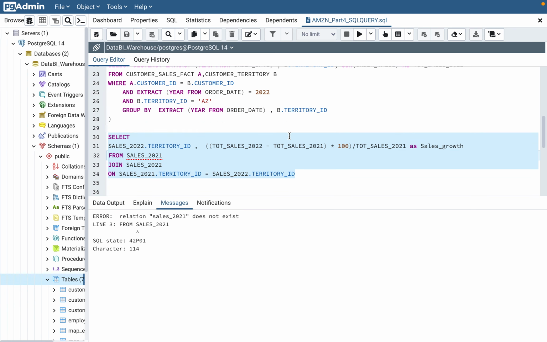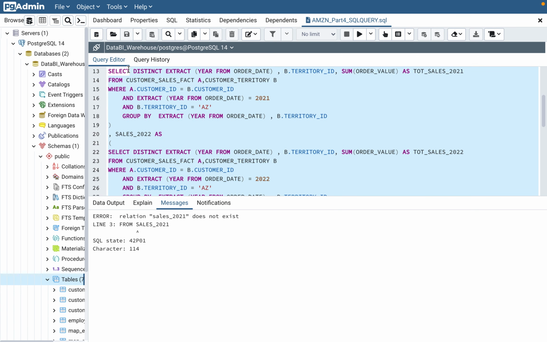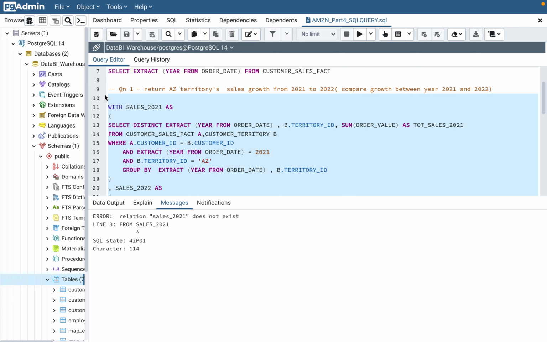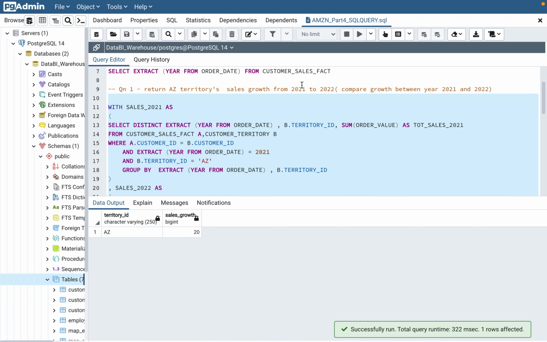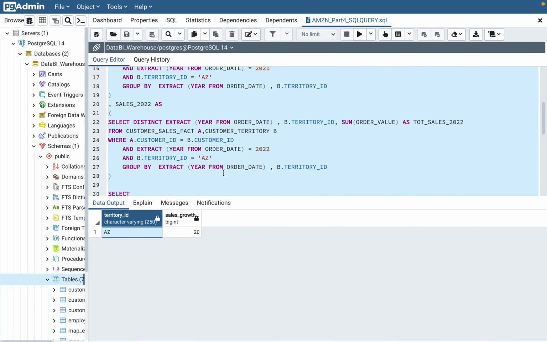When we run this query, we can't run this query standalone because it is using these two tables. So we need to run the entire query for the common table expression. Okay, so what you got is sales growth is 20%. So that's your answer.